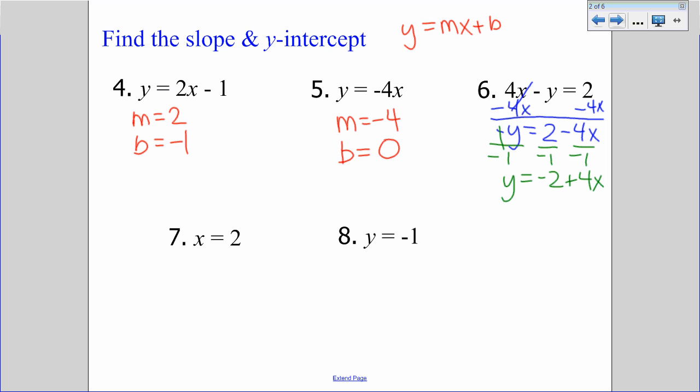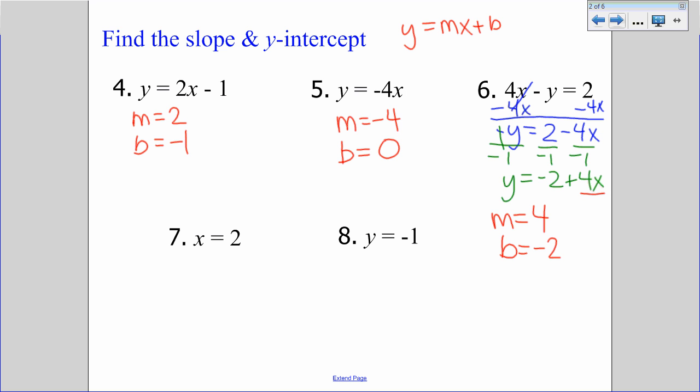So my m is not the first number, but it's the coefficient on x. If we look at how we rewrote that, our x term is at the end of the problem. So our x coefficient is 4. It's plus 4, so it is a positive 4. Our b value is the constant. That's what we have when x is equal to 0, so we have a negative 2 in this case.